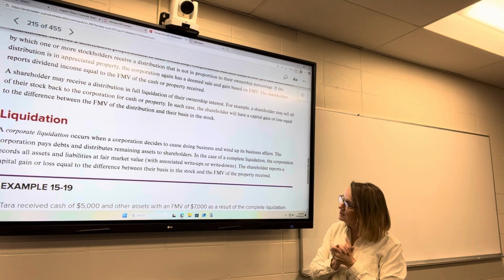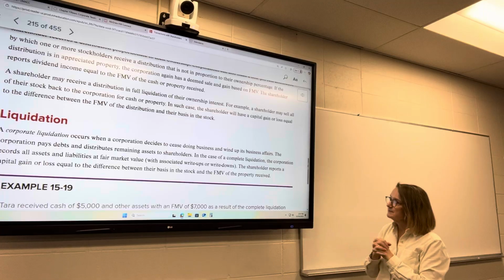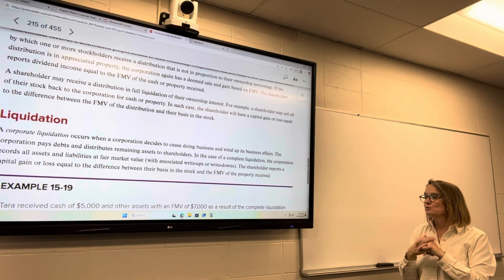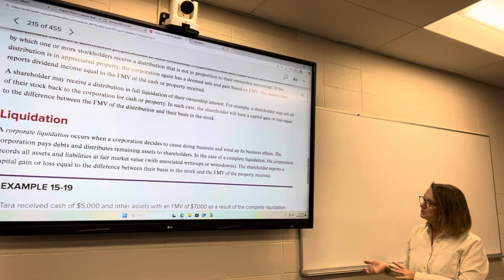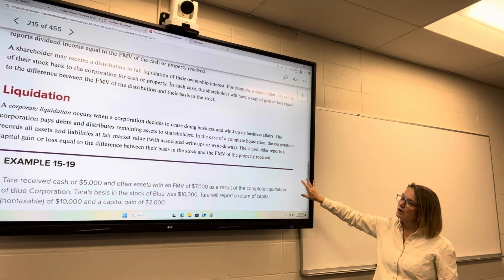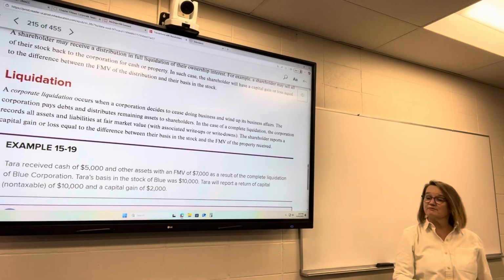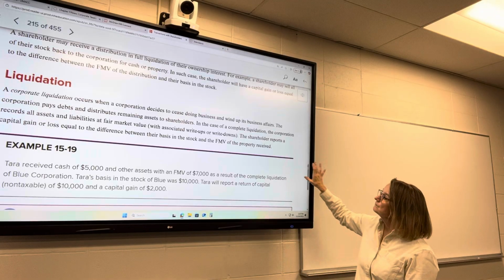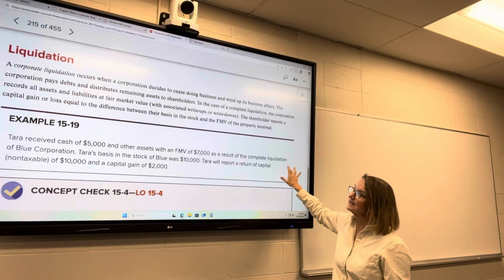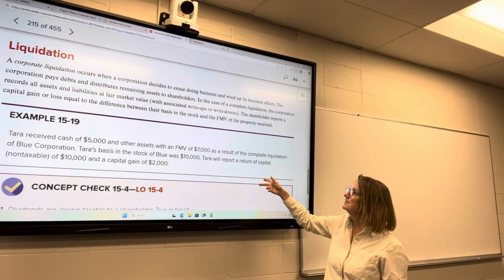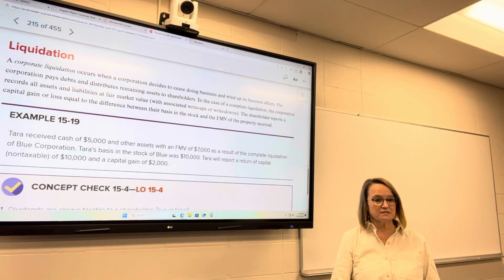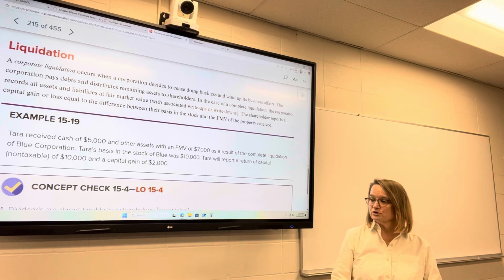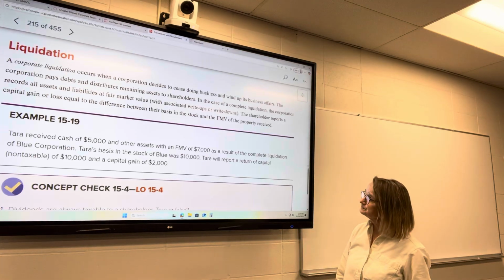Corporate liquidation is when a corporation goes out of business. The corporation will pay debts and distribute any remaining assets to shareholders. If it's a complete liquidation, the corporation will record all assets and liabilities at their fair market value. The shareholder will report a capital gain or loss equal to the difference between their basis in the stock and the fair market value of the property received. So just as if they got some other type of payout for their stock, it really wouldn't change the manner in which it's reported.